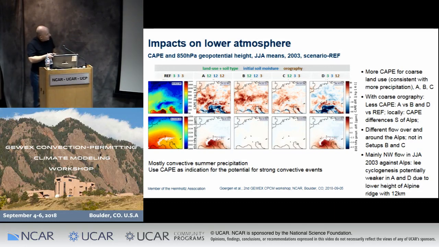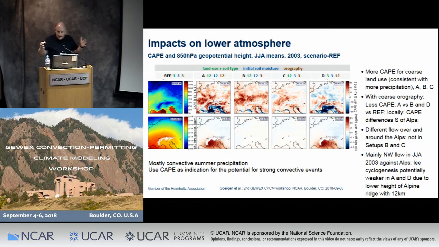And when you then look at the geopotential height average fields, we had during this summer, 2003, mainly northwesterly flow against the Alps. What that usually causes is a Föhn effect, so you have these cross-barrier winds overflowing this mountain barrier. So we think that we have potentially a weakened Lee cyclogenesis in this A and D case, because the alpine ridge is simply lower when you have the coarse orography.